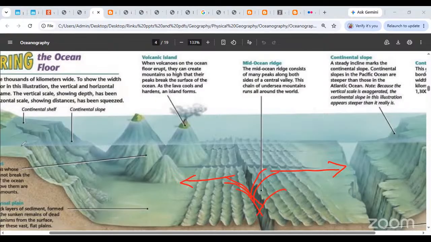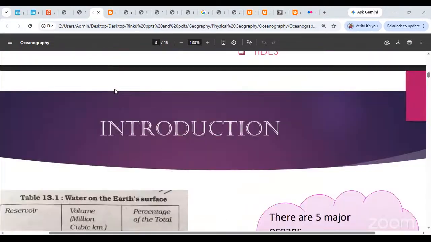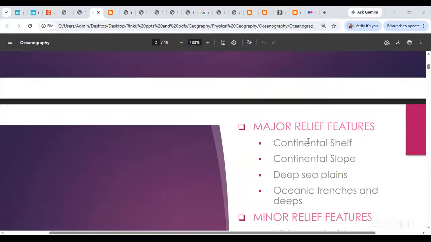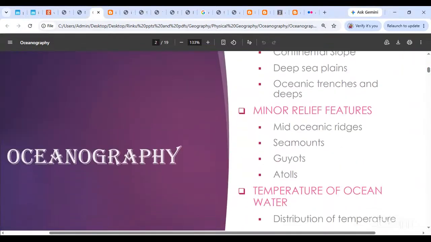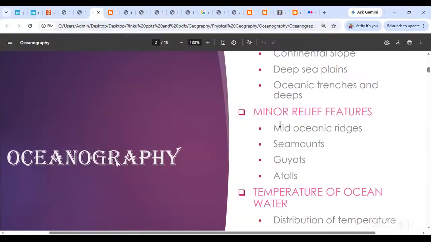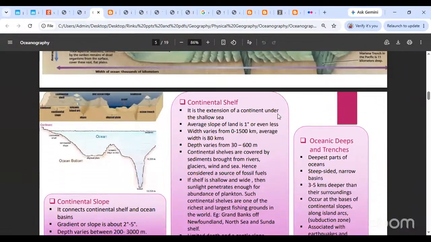All right, and then other landforms. These are the landforms that you're essentially trying to see. You have already seen the continental shelf and the slope, deep sea plains, oceanic trenches and deeps. Apart from that, the minor relief features would be mid-oceanic ridges, seamounts, guyots, and atolls. Let's try to see the characteristics of each of these now.